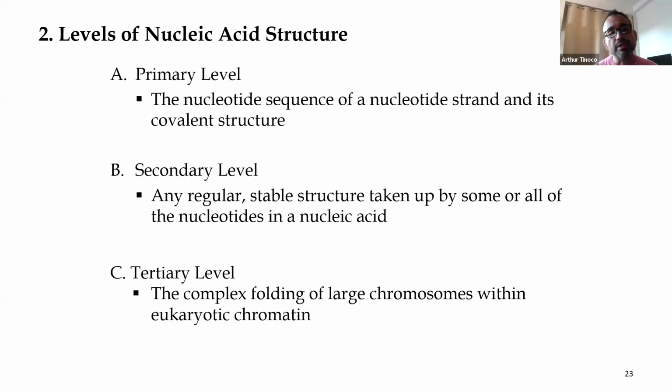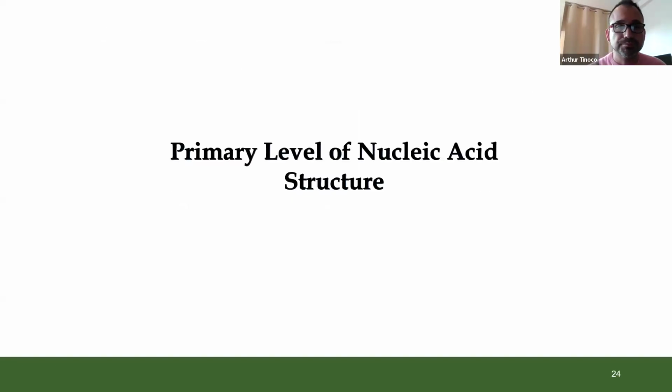Another really important thing structurally is that these can be broken down into different levels of structure. You have the primary, which is essentially the nucleotide sequence of a nucleotide strand and its covalent structure. Then you have the secondary level, which is any regular stable structure taken up by some or all of the nucleotides in the nucleic acid. And then you have the tertiary level, which is the complex folding of large chromosomes within eukaryotic chromatin. So we're going to look a bit into these different levels of structure.